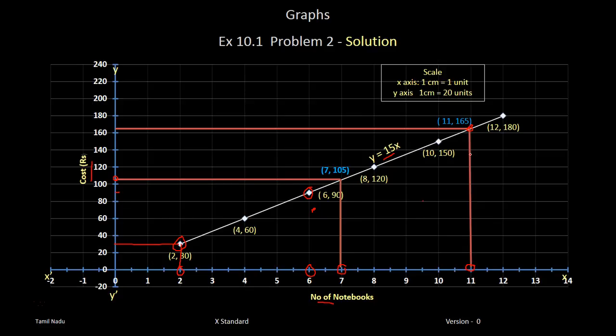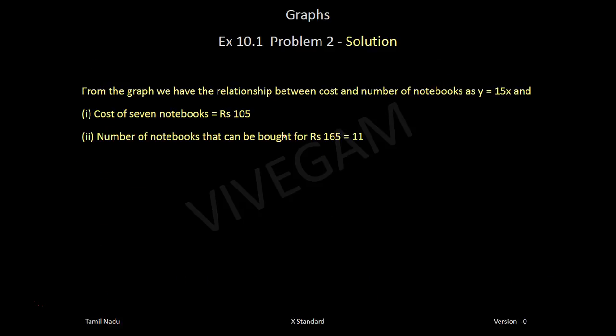Similarly, for 165, you are getting 11. So let's do a check. 11 into 15, 165. That is correct. Right, so you have to mark this and write out the point here. Actually, you'll have to put a mark here. I have not done that here. So mark this point, and this point also, and write the coordinates of this point. Which means the cost of 7 notebooks is 105 rupees, and the number of notebooks that can be bought is 11. And the equation of the straight line graph is y equal to 15x.